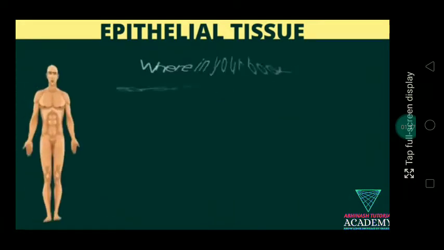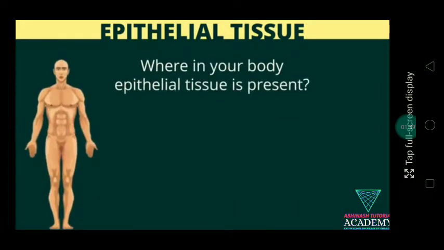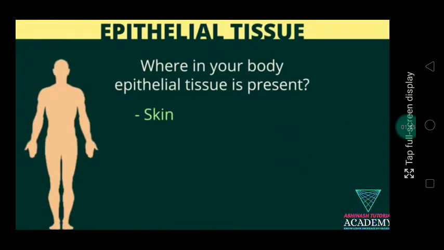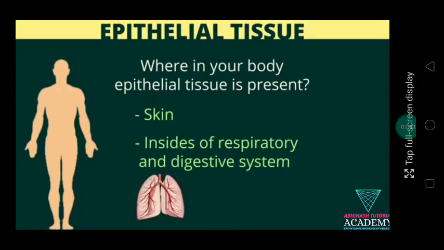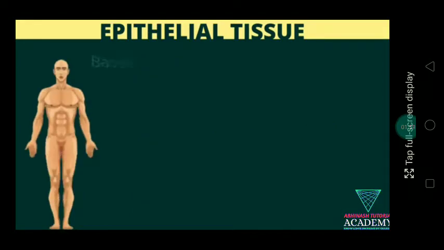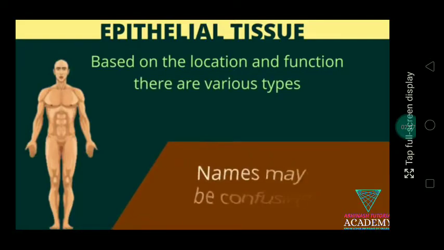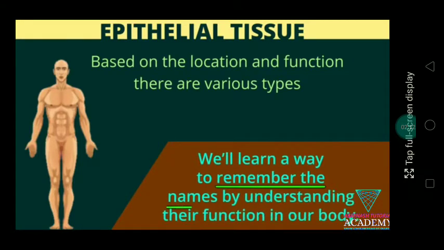Are you wondering where in your body this epithelial tissue is present? Some may say only our skin, but you'll be shocked to know that the insides of our respiratory and digestive systems are also made up of epithelial tissue. So now that we know epithelial tissue is present almost everywhere in our body, based on the location and function it performs, there are various types of epithelial tissue, and their names may be a little confusing. So in this session, we'll learn a way to remember the names by understanding their function in our body.